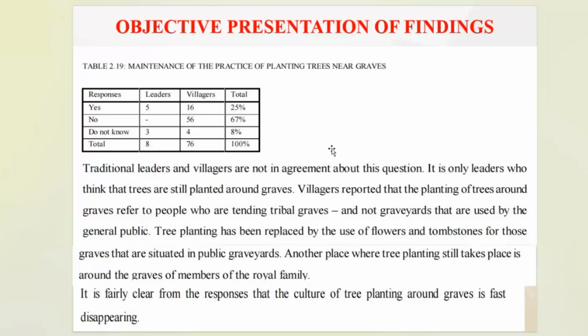Tree planting on graves, which used to take place in the past, has been replaced by the use of flowers and tombstones for those graves that are situated in public graveyards. Another place where tree planting still takes place is around the graves of members of the royal family. Now, you see, they are supporting the statements by the royal family, because the royal family says, yes, we still plant this.